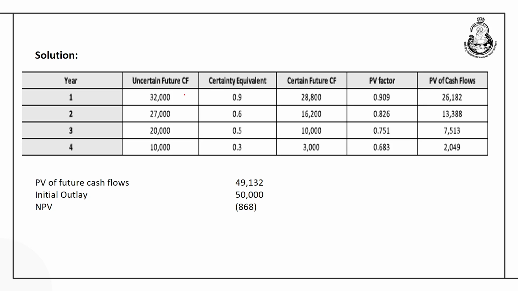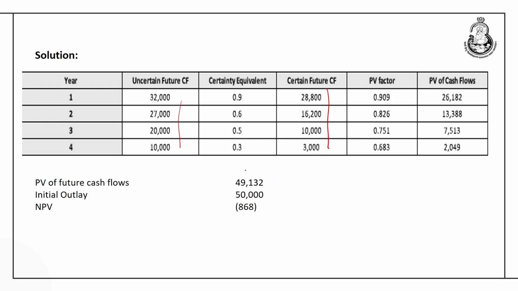So, look at the figure of cash flow. The same figure is multiplied with the certainty equivalent, that was 0.9 in the first year. So, we get the value of certain cash flow as 28,800, and by doing this exercise we convert all the expected cash flows into certain cash flows, and then the process is similar to converting them to their present value by utilizing the PV factor.